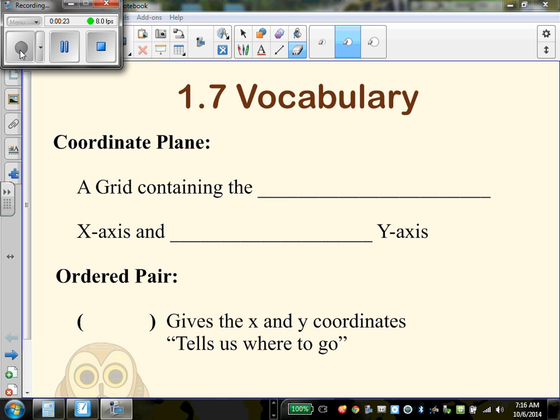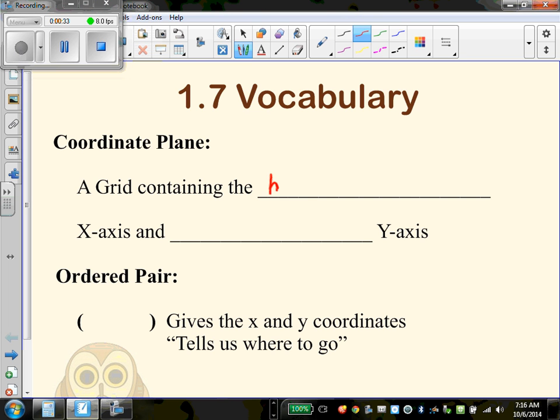Alright, so first we start with some vocabulary. We have the coordinate plane, and a coordinate plane is a grid containing the horizontal x-axis and the vertical y-axis.